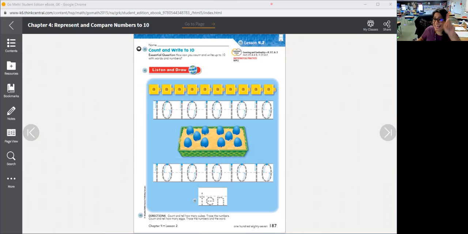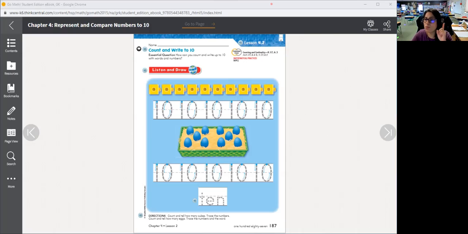So we are going to count and write to 10 today, okay? So right here, we see some cubes, yellow cubes, and we're going to count them to see how many there are, and then we're going to write the number 10. The number 10 consists of a 1 and a 0 together, okay? That's a number 10. So we're going to count the cubes first.